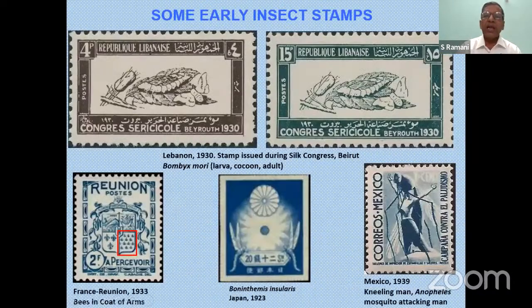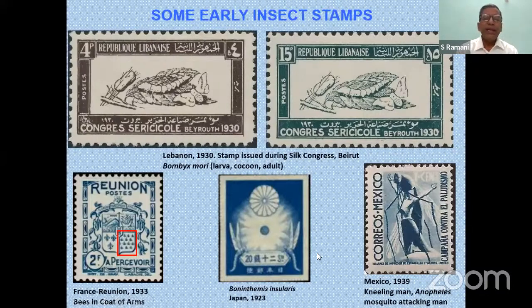A little later, several other insects have also featured on stamps. Lebanon issued a stamp during the Silk Congress in Beirut, showing Bombyx mori, the silkworm, both the larva, the cocoon, as well as the adult. The name is not featured here, but it definitely says it is during the Silk Congress in Beirut. And this was issued in 1930 by Lebanon.